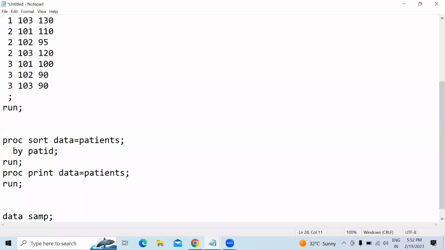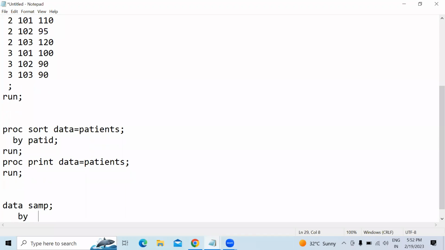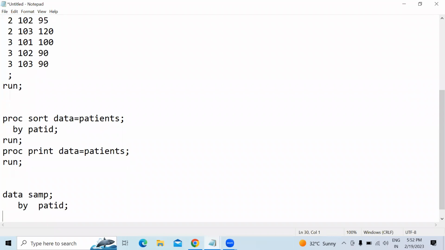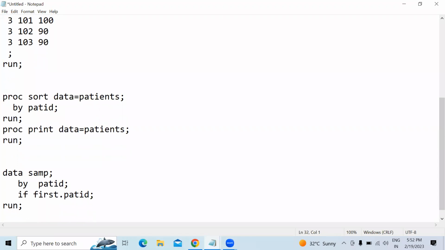Data sum. I'm making it by patient ID. If first dot. I'm not applying any then statement here. If first dot always returns true or false. If it is the first record, it returns true. If it is not the first record based on the patient ID, it returns false. It takes only the first record. After this, just check the output. Observe what you will get.